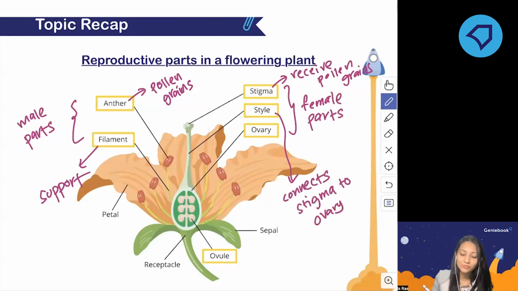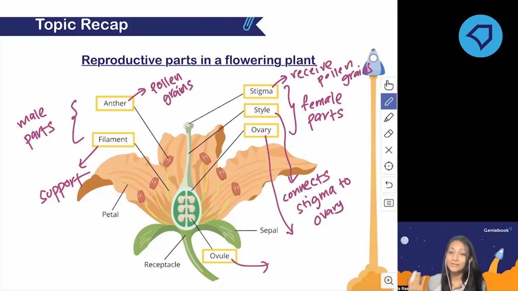And after that, we have these two things. Both start with O, but they have different functions. What does the ovary do? The ovary will eventually develop into the flesh of the fruit. Yes, so this one will eventually grow into the fruit once fertilization has taken place. How about the ovule? The ovule will become the seeds. So it grows into the seeds.